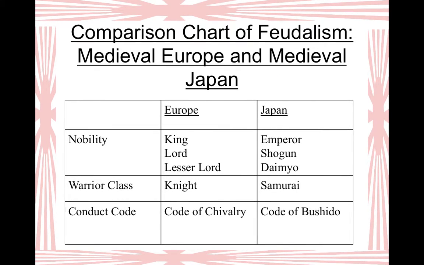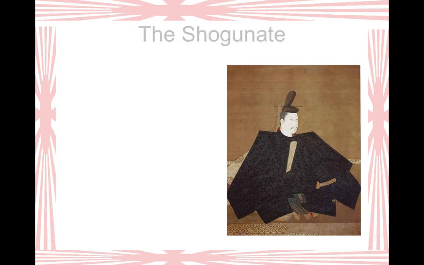So, here's a comparison with Europe. The emperor is kind of like the king. You have the shogun, comparable to the lord, and the daimyo, comparable to the lesser lord. And then the warriors in Europe are called knights. In Japan, they were called samurai. And the knights in Europe lived by a code of chivalry, whereas the samurai lived by the code of Bushido.